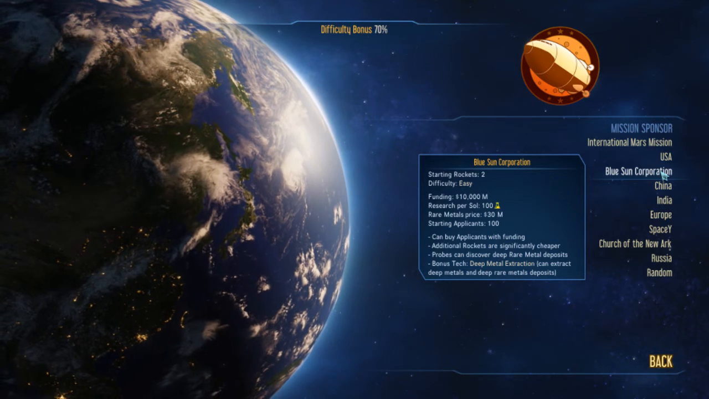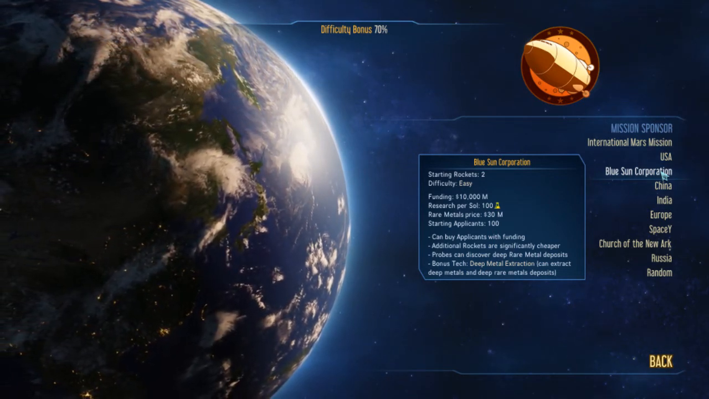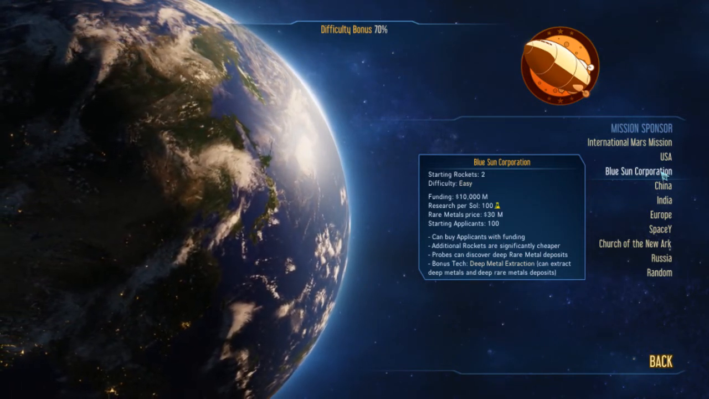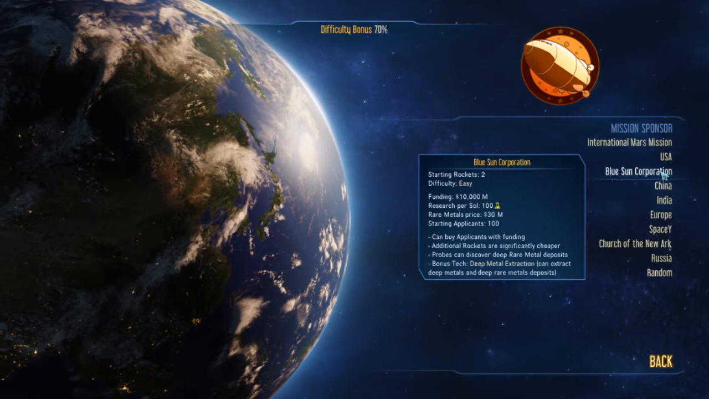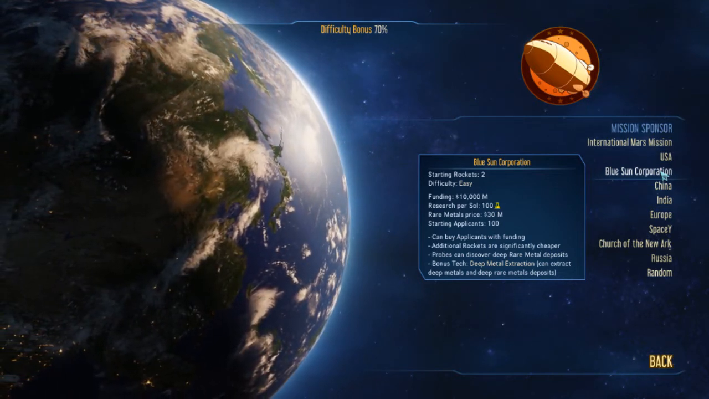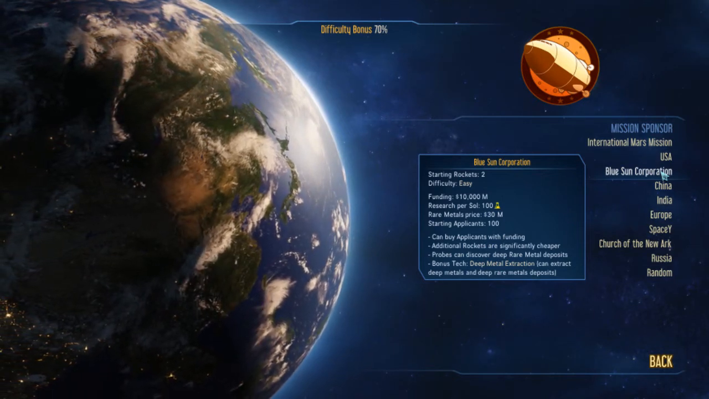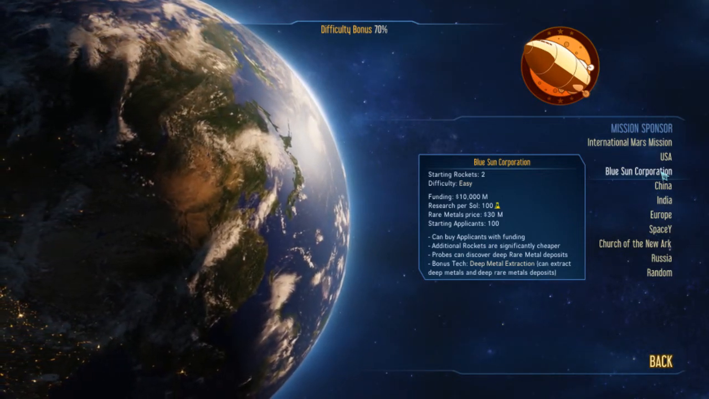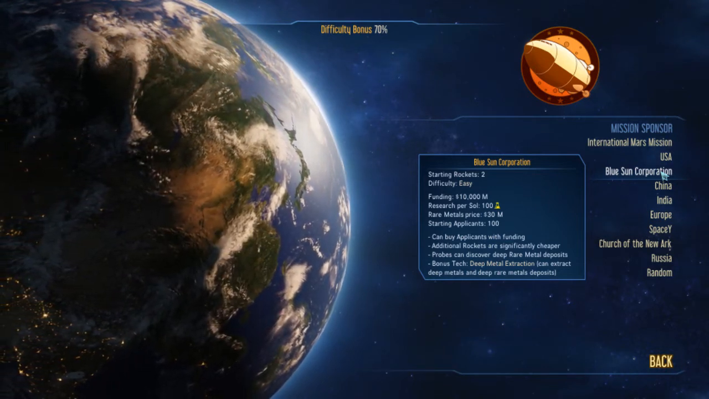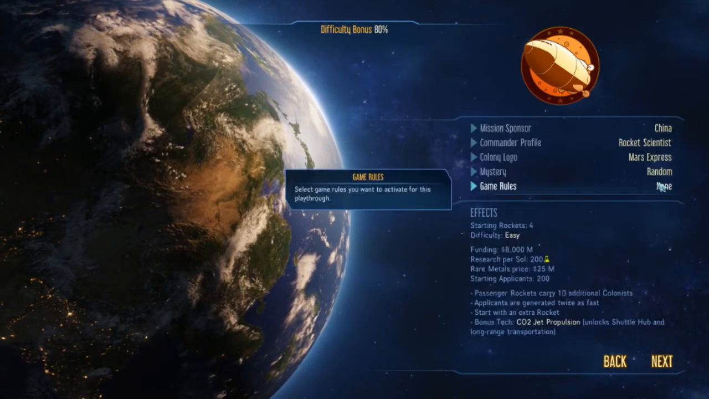Probes can discover deep rare metal deposits. This is not actually a very useful trait. You're going to be able to get deep scanning probes pretty quickly into the game, and once you do that, you will be able to find the deep rare metal deposits without that. Their bonus tech is the deep metal extraction, so they can actually make use of the deep metal. This is actually fairly useful. Deep metal extraction is fairly far into the tech tree, so often you'll know where the deposits are well in advance of actually knowing how to exploit them. So this is a helpful sort of bonus there.